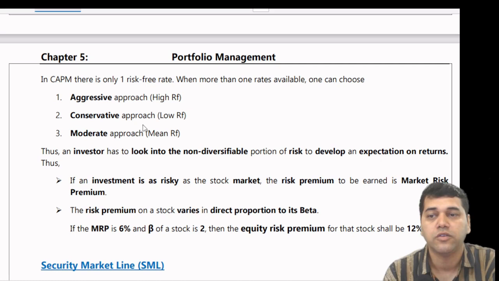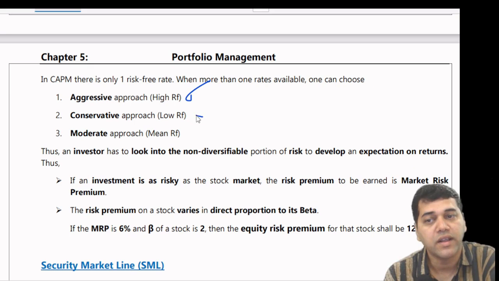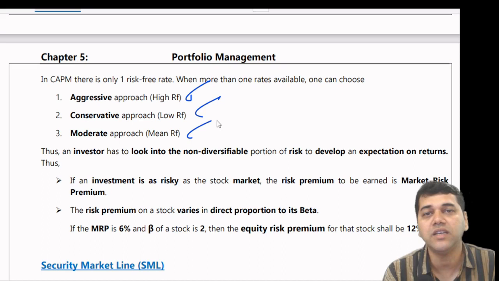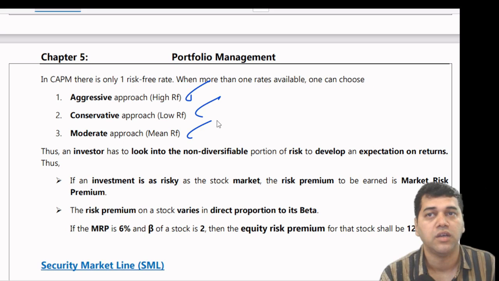So there can be two CAPM, there is only one risk-free rate, and when there are more than one variables, you can take an aggressive approach, high, or a conservative or low. We have seen one of the questions where three interest rates were given. See, three interest rates I cannot take. I need to take only one. So depending upon the question, which type of investor are you? If you are a moderate investor, you take the mean.